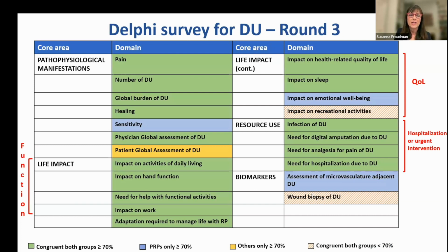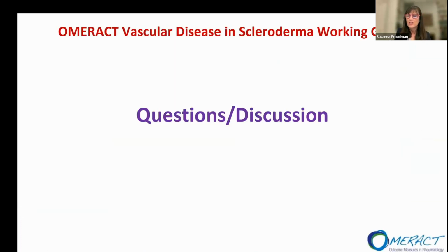In gold, as for Raynaud's phenomenon, patient global assessment received a score of 7 or more from 70% or more of other stakeholders, but not PRPs. And again, the few items with the crosshatch background did not reach 70% or more, so were not considered further for inclusion. So I'd now like to open this work for discussion.